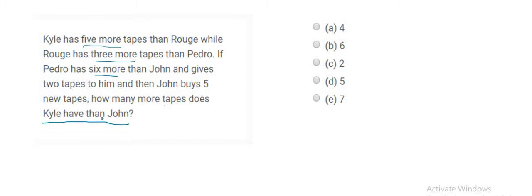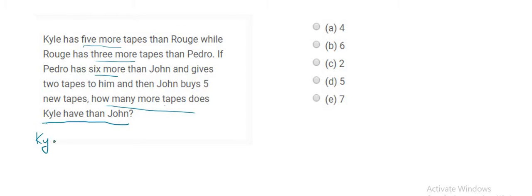Now, this statement seems rather complicated where too many people are being added, but it's not as difficult as it seems. If you look at the last question, it says: how many more tapes does Kyle have than John? So ultimately we have to find the difference in tapes between Kyle and John. So let us start with Kyle.